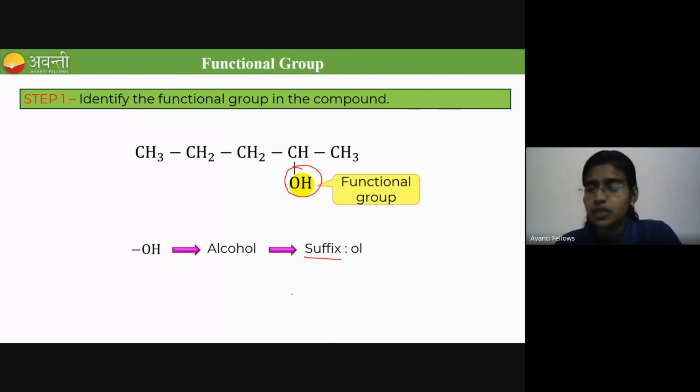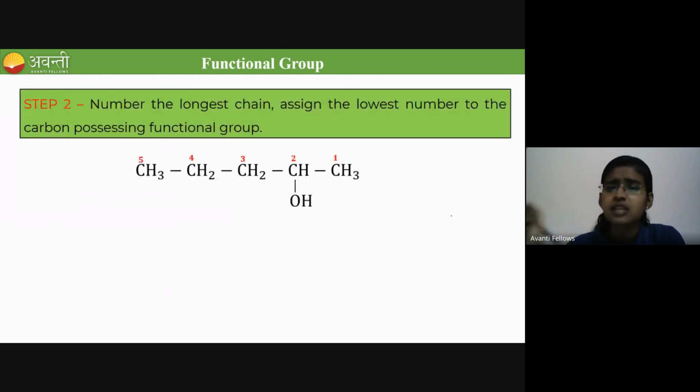No prefix will be used here. So what is the suffix for alcohol? It is OL, right? So we have identified the functional group and we have identified the suffix also. Now next what we have to do? Now you start numbering the longest chain. Start numbering the longest chain which has more number of carbons and assign the lowest number to the carbon possessing the functional group. Assigning the lowest number to the functional group means you have to give the first priority to the carbon which is attached to the functional group.